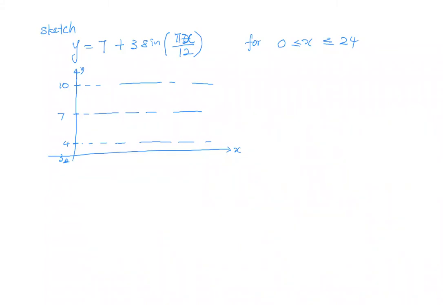Anyone know why I draw 4 and 10? It's the amplitude. The sin of an angle has highest 1, lowest -1. So 3 times that will be 3, -3, plus 7, okay?